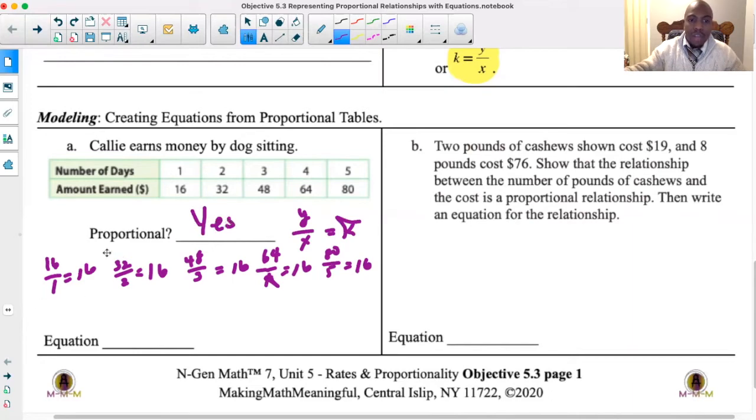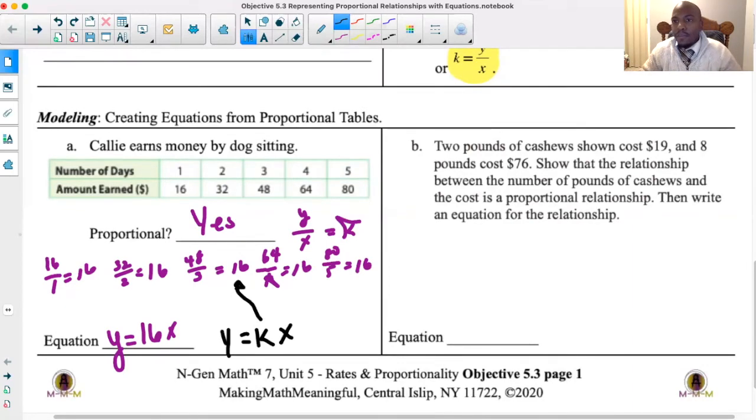And I also found the constant. So what's the equation? y is equal to 16x. Now, how do I know it's y is equal to 16x? Because the equation really is y is equal to k times x. k is 16, and all we're doing is substituting in k here. That's your goal for today, to find the equation of tables and of word problems. Now, that was a table. Let's talk about finding the equation of a word problem.